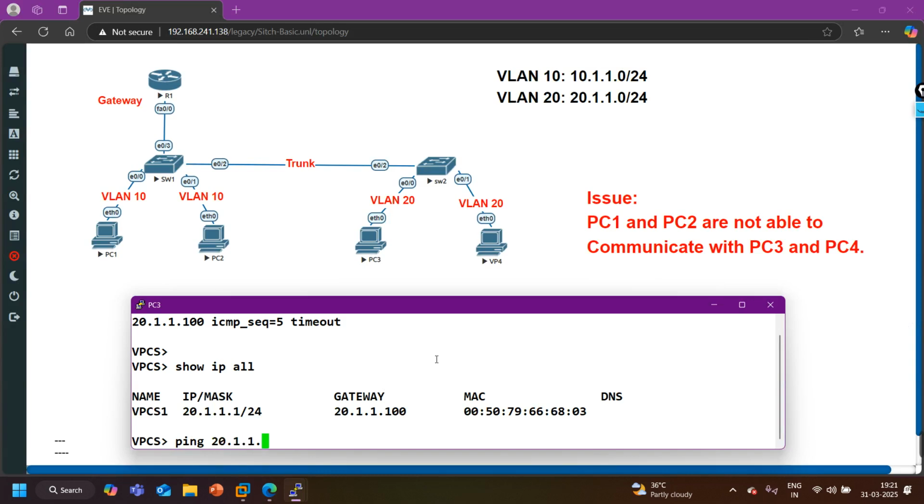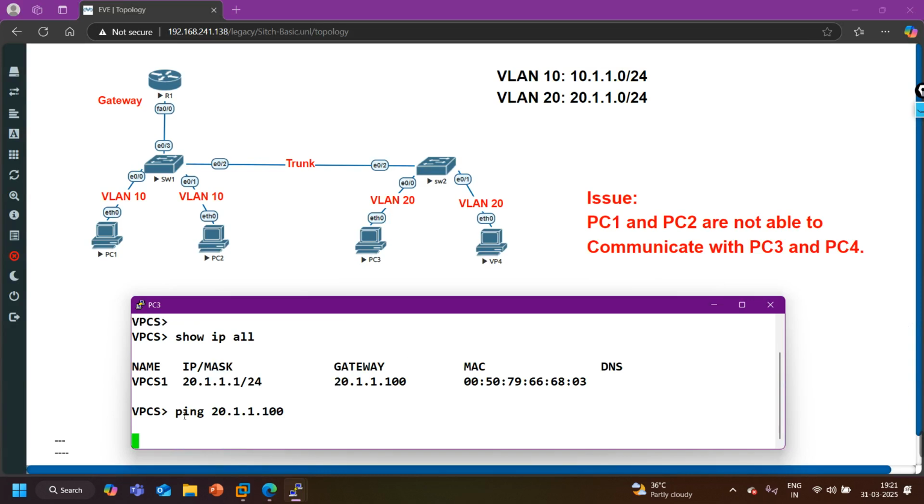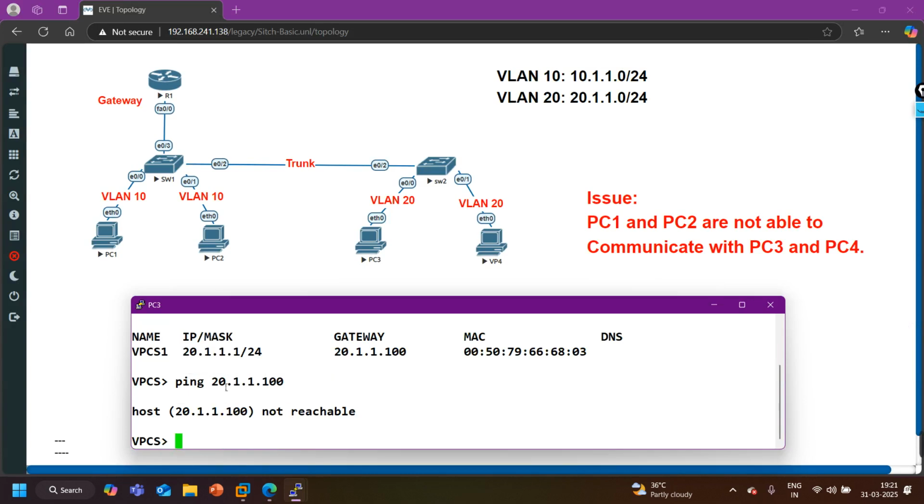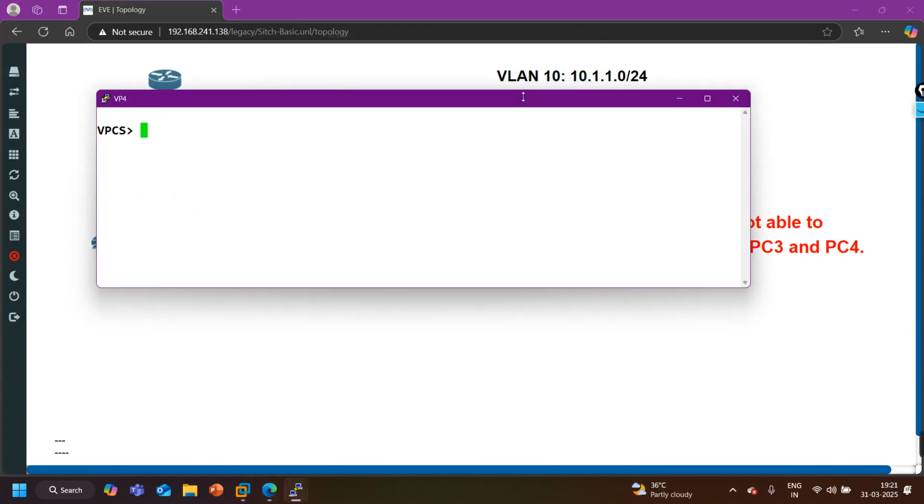Ping 20.1.1.100, and you can see the gateway is not reachable, guys. PC3 is not able to ping its gateway. Let me access PC4 also here.